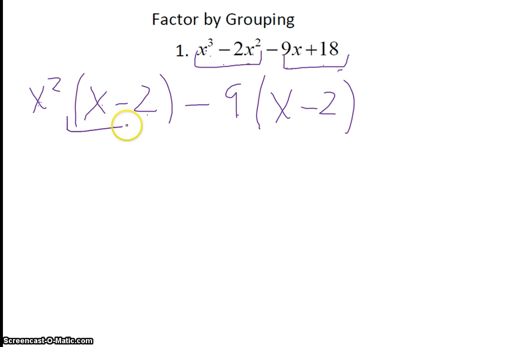Now the reason I chose to pull out a negative 9 instead of a positive 9 is because your goal is to make these two things, these two factors, identical. So by pulling out a negative 9, I was able to get a negative 2 here, which gives me a positive 18.